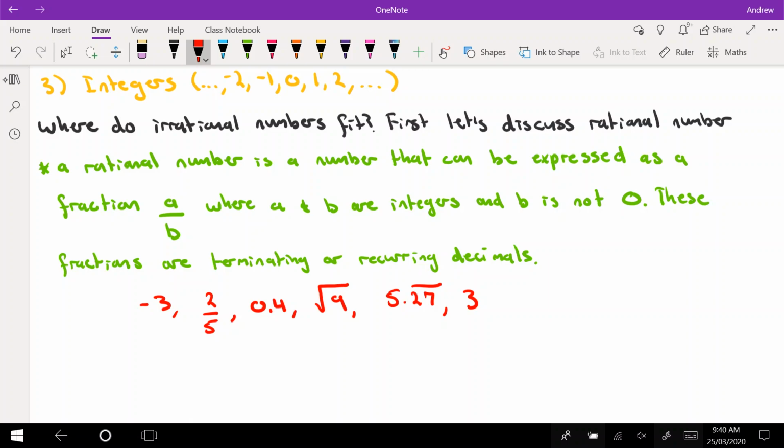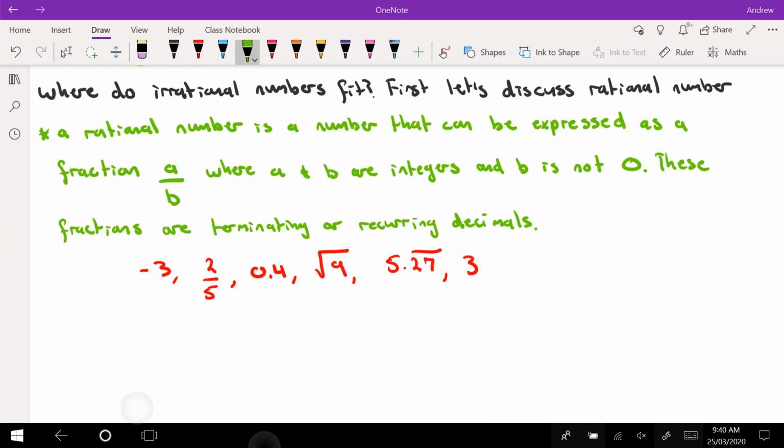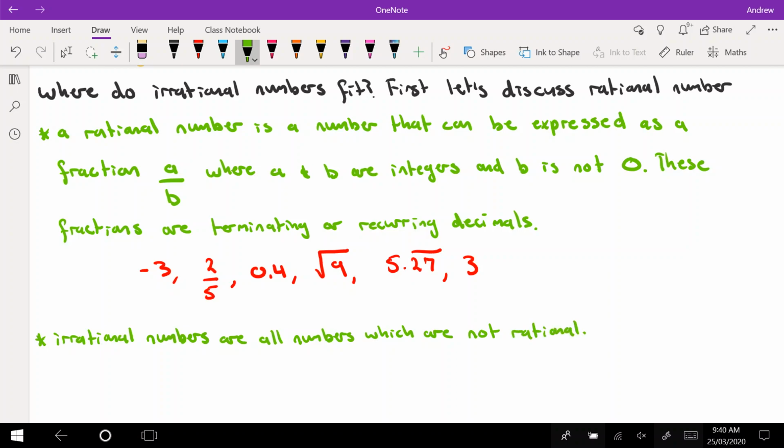Now, irrational numbers are all numbers which are not rational. Oh, really, sir? I know, funny that, isn't it? Irrational numbers just aren't rational. So we just said that a rational number can be expressed as a fraction, a over b. So if we have an irrational number, what do we think the definition of an irrational number is?